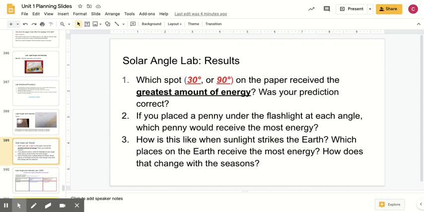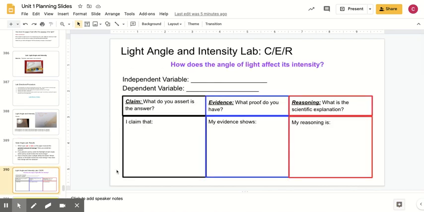Was your prediction correct? Answer questions number 2 and 3 in your notebook. And then to finish the lab, fill out this claim evidence reasoning. How does the angle of light affect its intensity? So, what was the independent variable? What's the thing that I changed? What's the dependent variable? What's the thing that I measured? And then, what's your answer to the question? That's your claim.